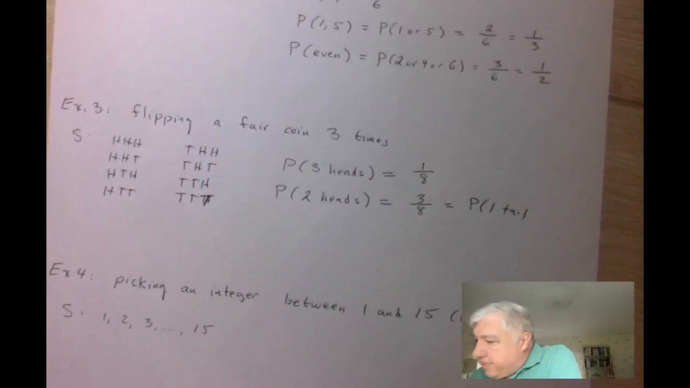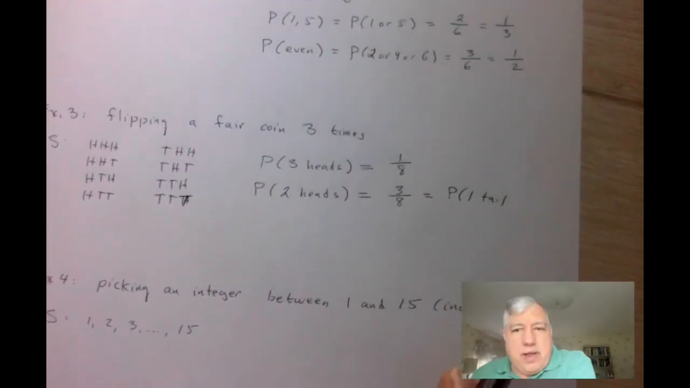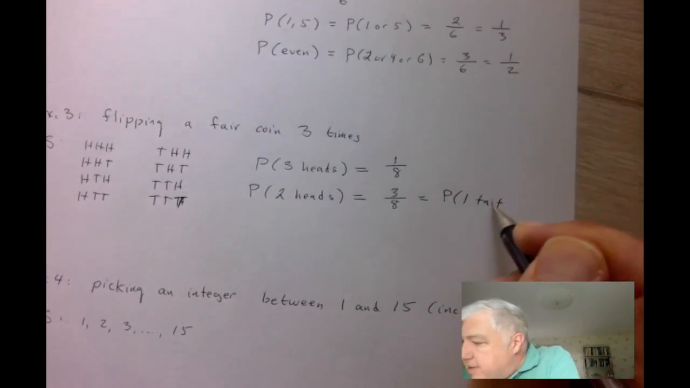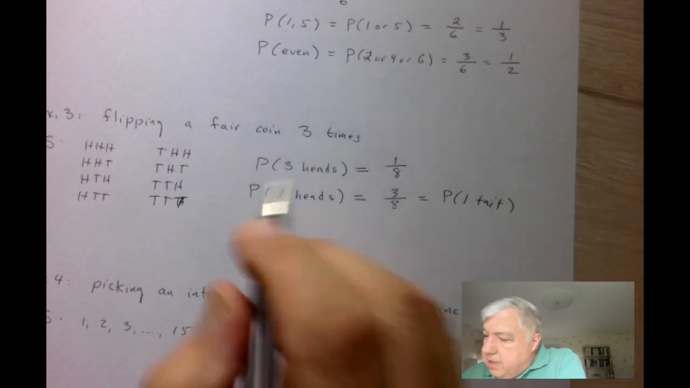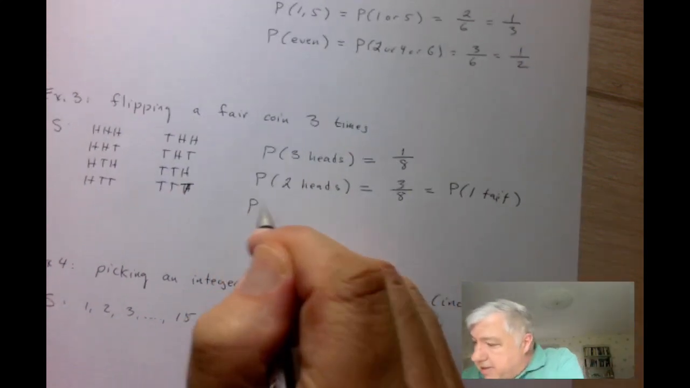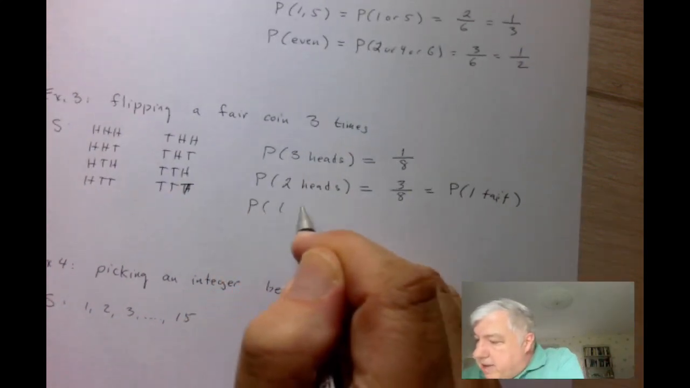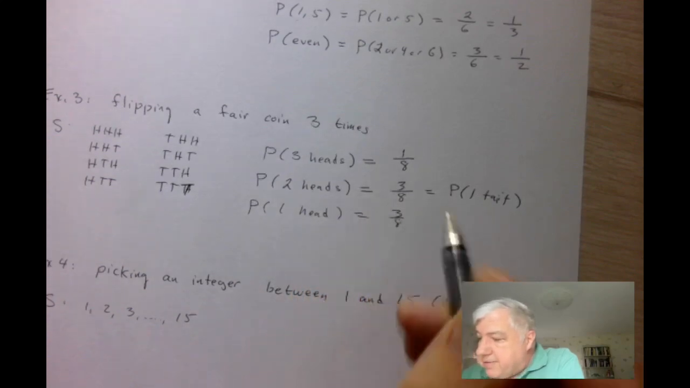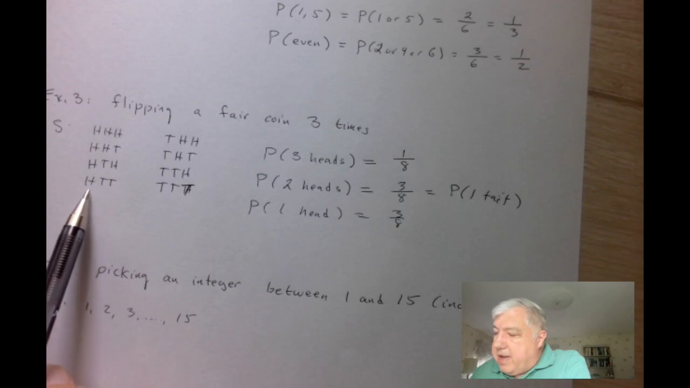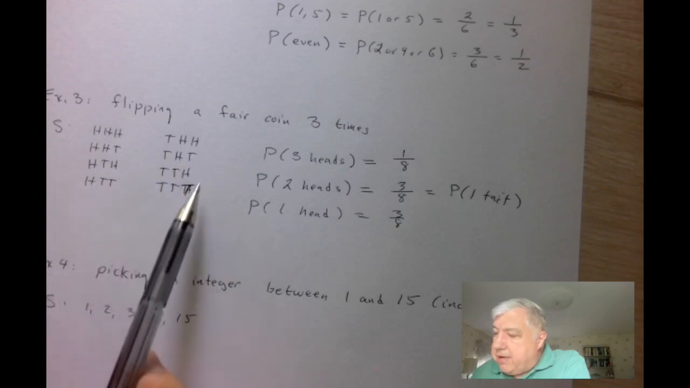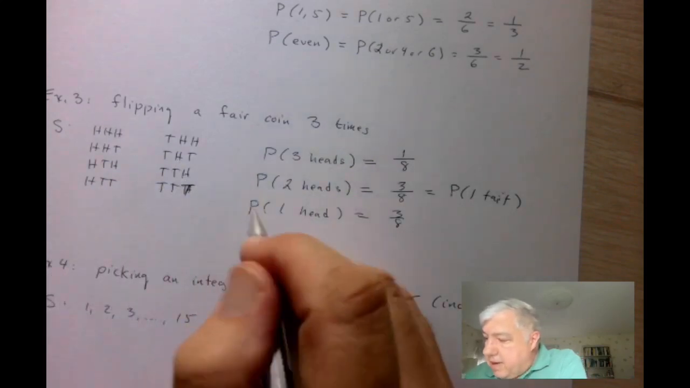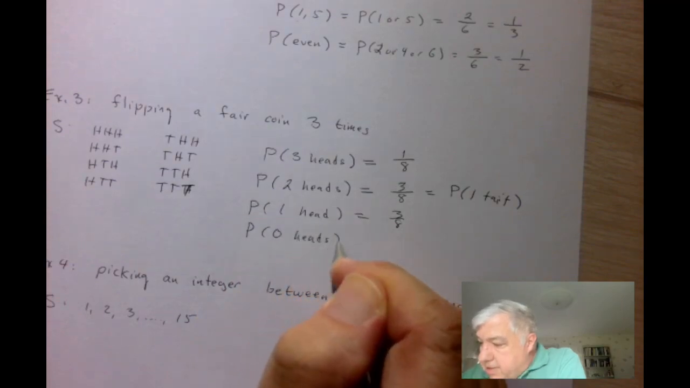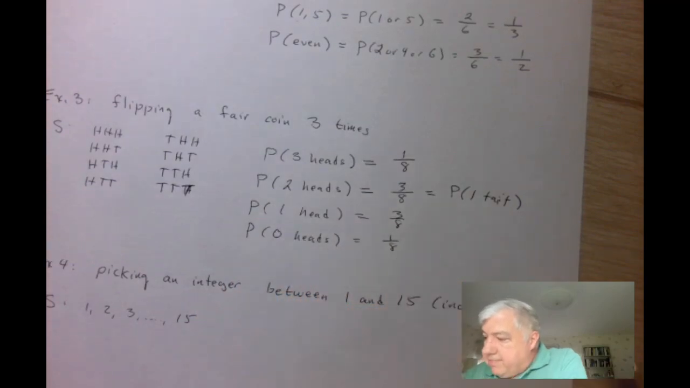Sorry, I had to leave you for a moment. So this is actually the same thing as exactly 1 tail. If we wanted to talk about the probability of 1 head, this would also be 3/8, because 1 head occurs here, here, and here. And of course, the probability of no heads would be 1/8 as well.